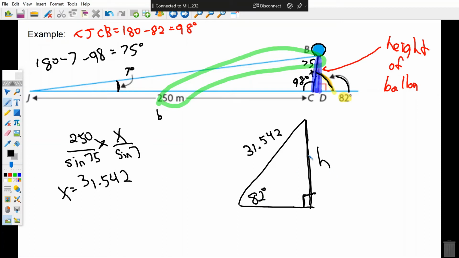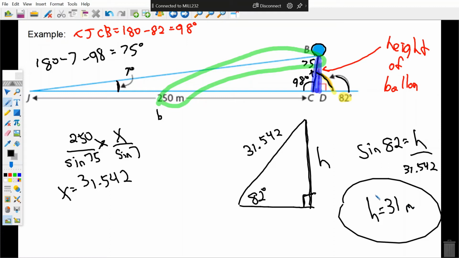Opposite and hypotenuse means we get to use sine. Sine of 82 equals h over 31.542. The h is on top, so we multiply and round it to the nearest meter, what the question had asked for. The height would be 31 meters. So the height of the balloon is 31 meters.